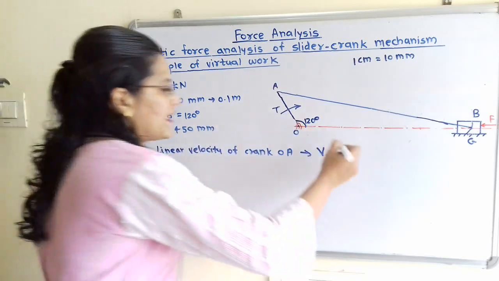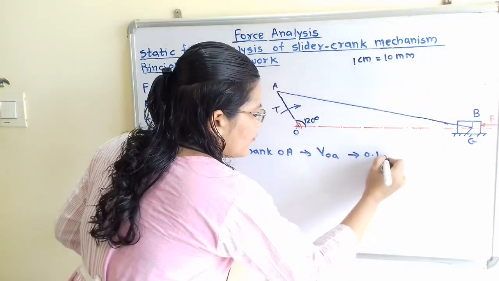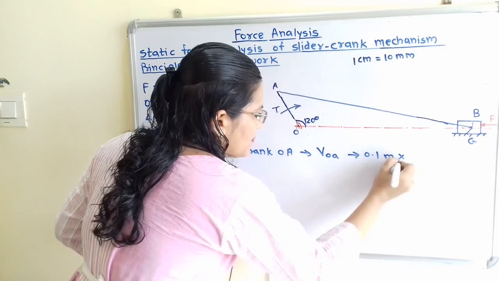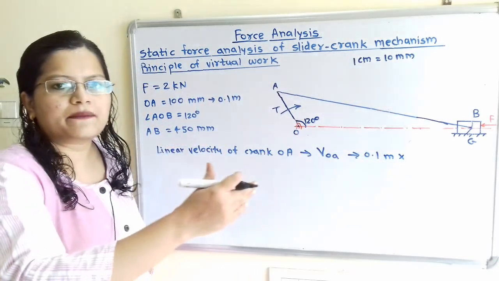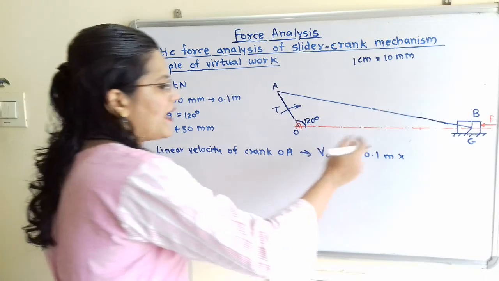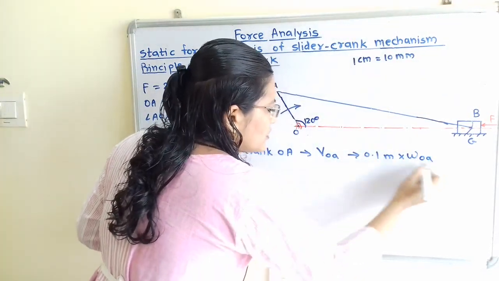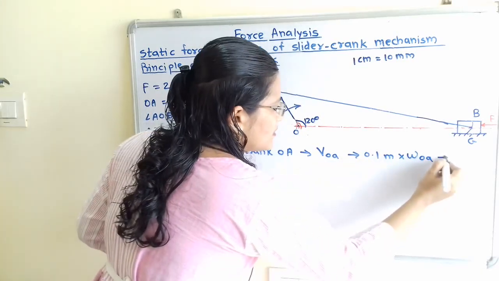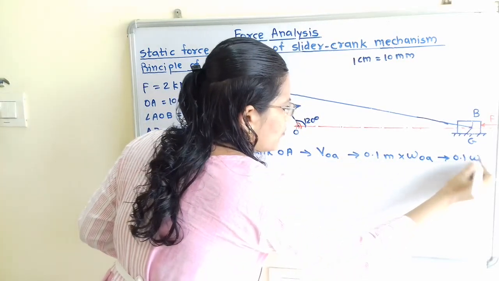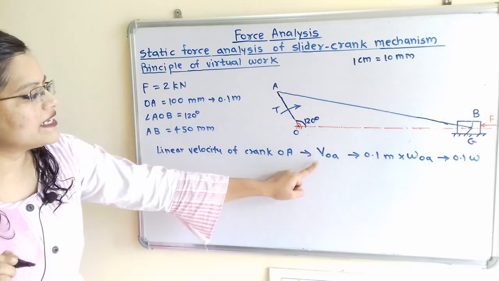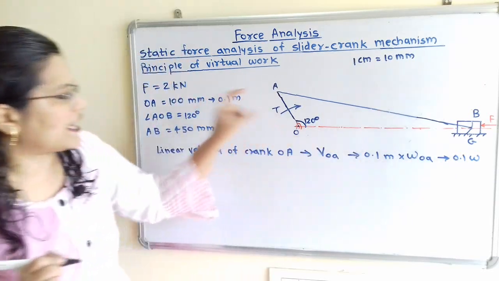So we will take 0.1 meter, that is this length, multiplied by the angular velocity. The angular velocity is omega OA. So this is the formula. I will simply write 0.1 omega. This is the linear velocity for this crank OA.